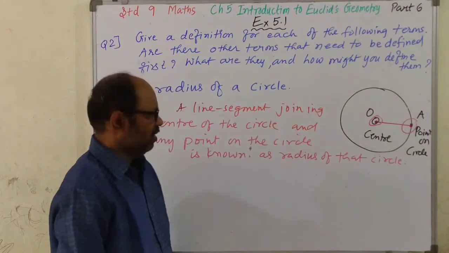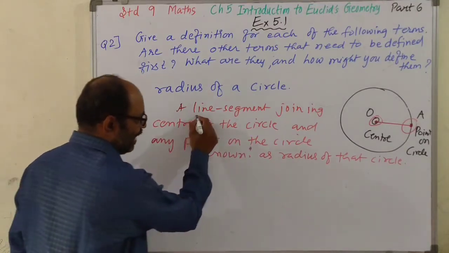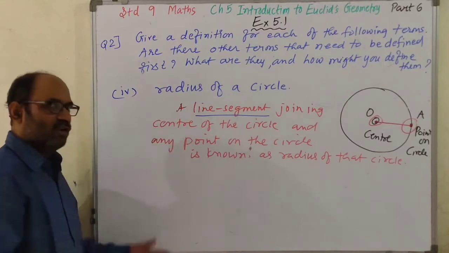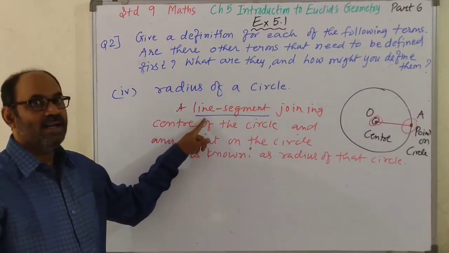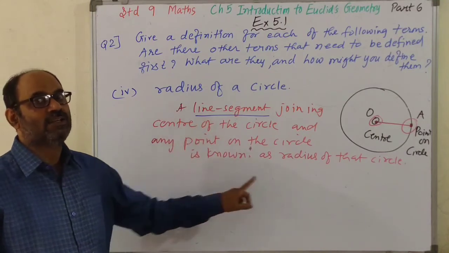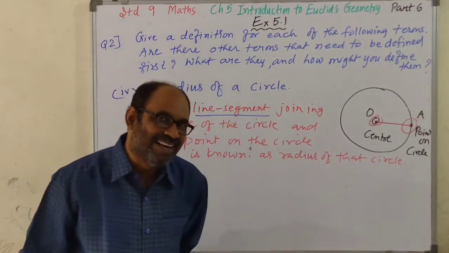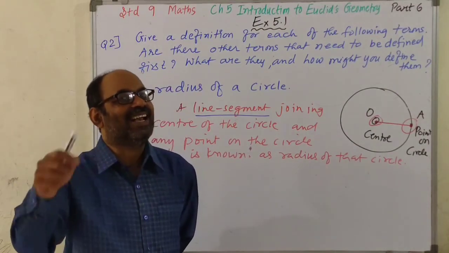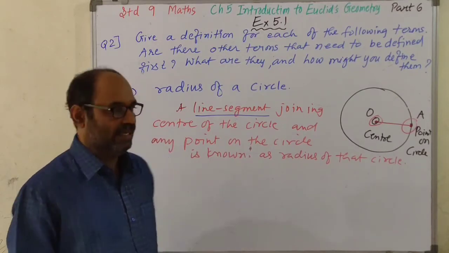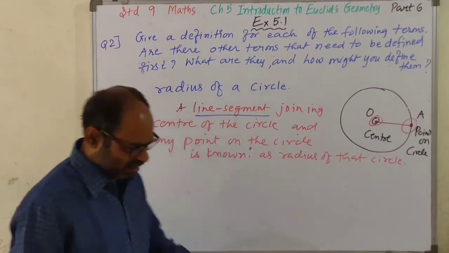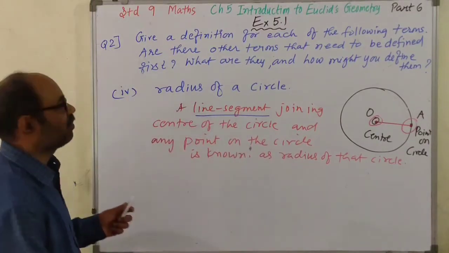So we got radius. Now, have you got any term which has to be defined first? Yes, here line segment is there. I'm not going to write it, I'm just going to say it. Here line segment needs to be defined first. Tell me, what is a line segment? A terminated line is known as a line segment. Clear? So we did the fourth. We move on to the fifth, and that is the last sub-question of number 2.